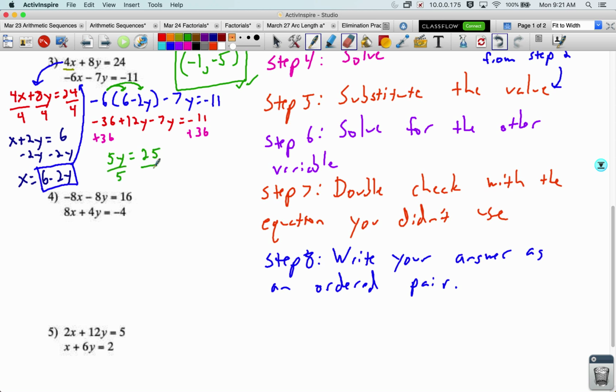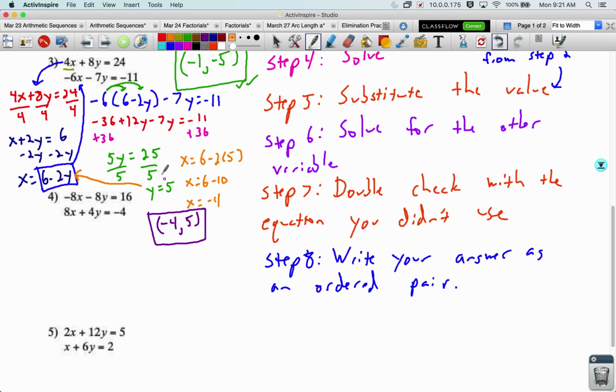Divide both sides by 5. Get y equals 5. All right, and then where's the easiest place to plug that back in? It's right over here in our manufactured equation, because that's already got x isolated. So now we've just got, well, I should start with my x equals 6 minus 2y, but y is going to be replaced with a 5 here. So 6 minus 2 times 5. x equals 6 minus 10. x equals negative 4. And then we write it as an ordered pair. Negative 4, comma 5.